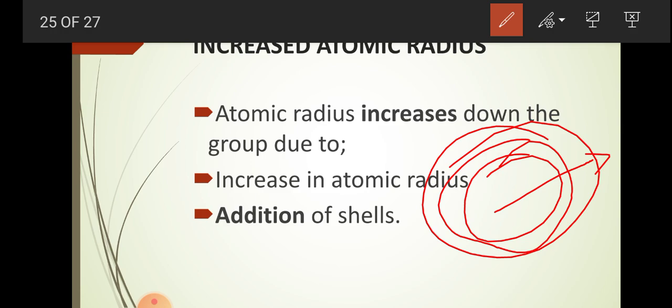So when we talk about the ionization potential or ionization energy from top to bottom, it decreases from top to bottom. We will require less ionization energy to remove the electron from the outermost shell.